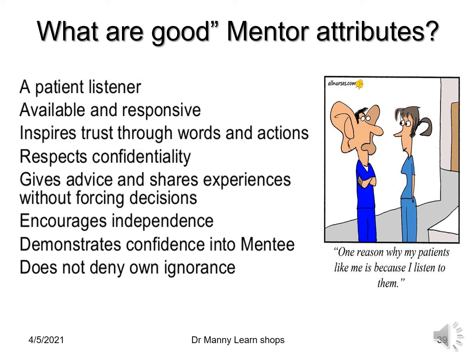So what are some of the attributes of a good mentor? They're a patient listener. They're available and responsive. They inspire trust through words and actions. They respect confidentiality. They give advice and share experiences without forcing it onto the mentee. They encourage independence and demonstrate confidence to the mentee, and they don't deny their own ignorance. They don't know everything.